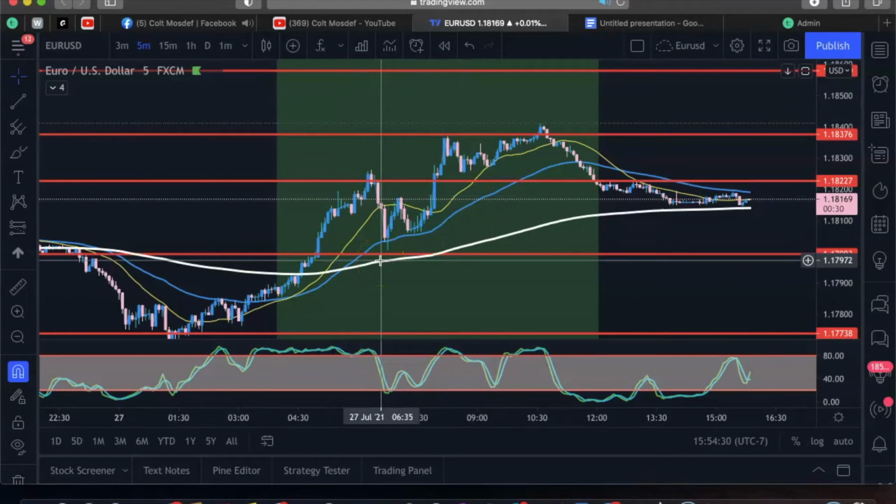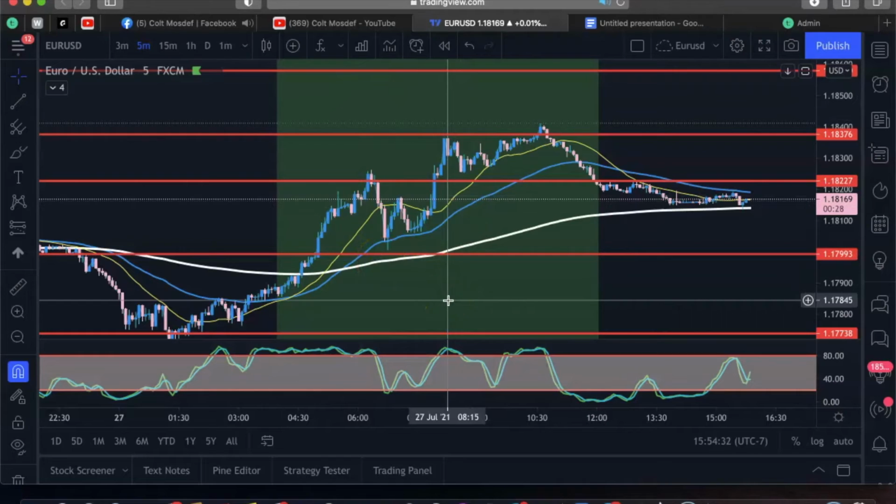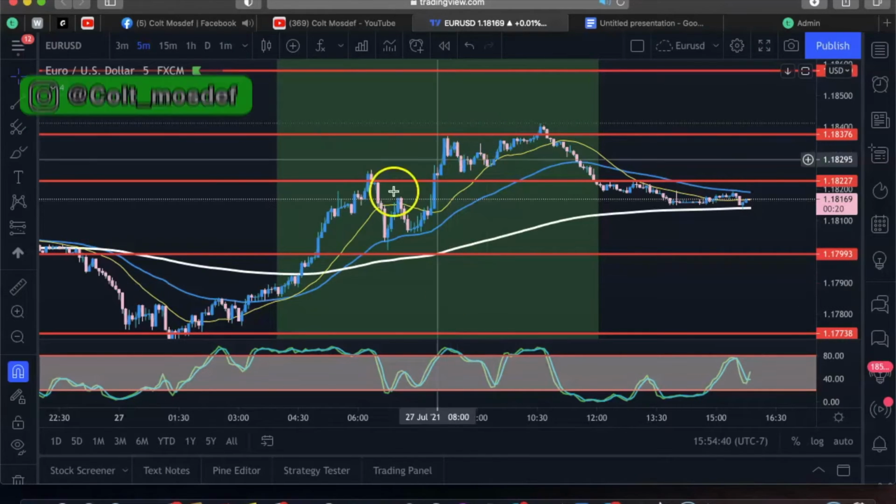Now, I'm going to give you guys a little tip right here. The best times to trade are 6:30 a.m. PST. That's when the U.S. equities market opens up, and that's when there's all this movement.